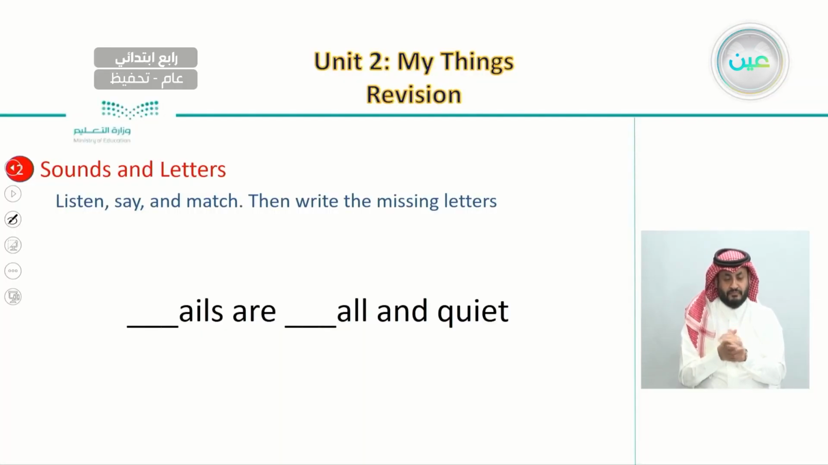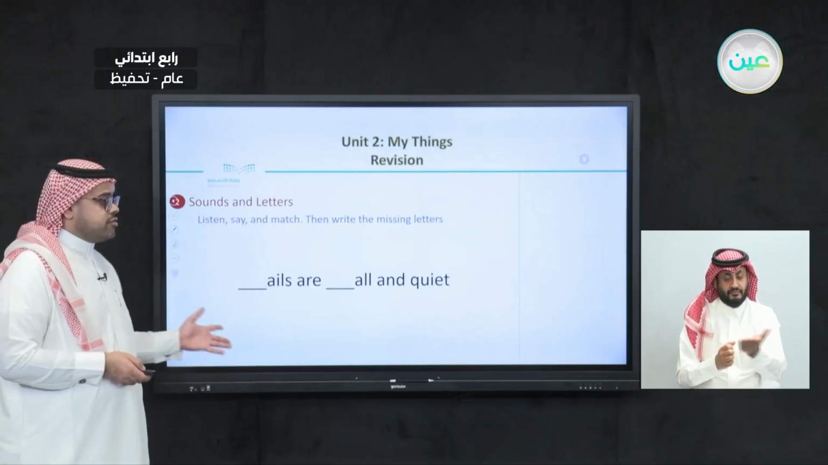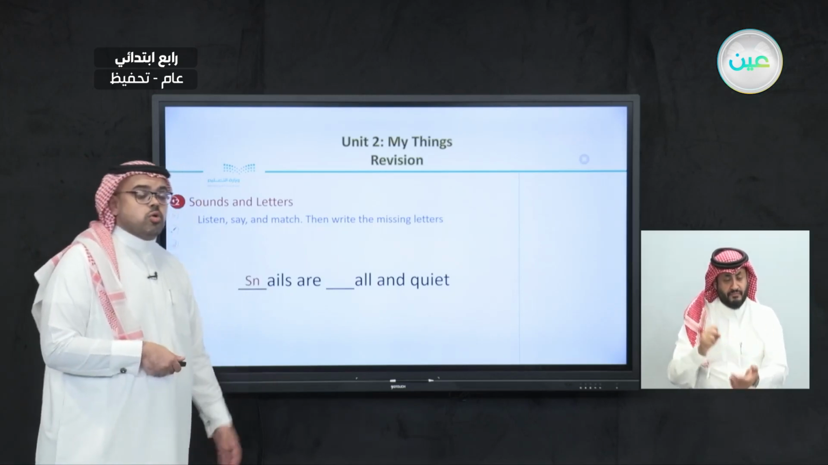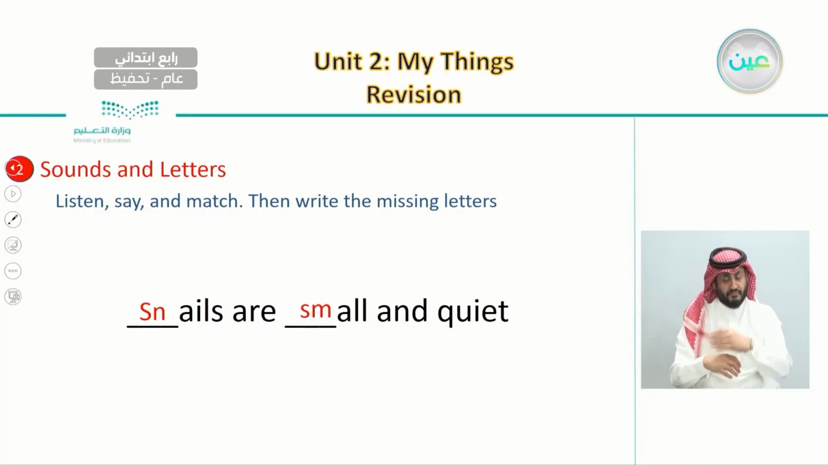And after this, we said that we need to write down the missing letters in these sentences. And the missing letters must be either SN or SM or both. So we did so. We answered, or we filled in this sentence, and here we have these words. Snails are small and quiet.